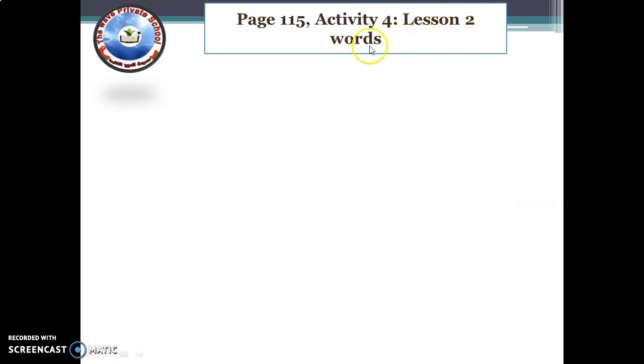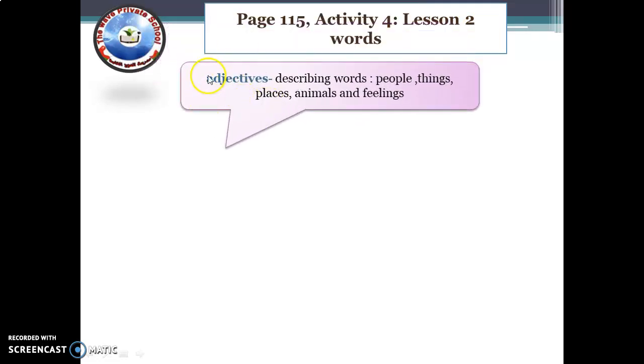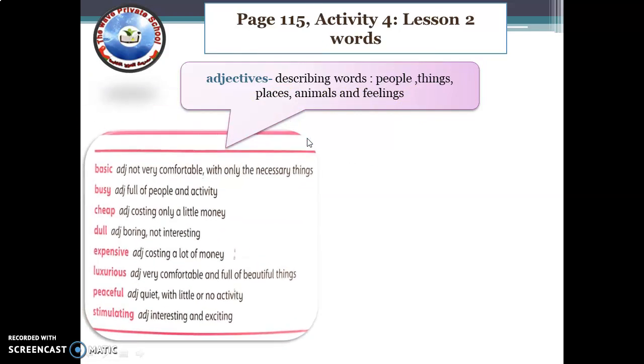Now is lesson 2, and we're going to study words which are actually adjectives. To remind you again, adjectives are describing words: what we see, what we feel, what we hear, what we taste, by the senses. We describe people, things, places, animals, and feelings as well. Now, the vocabulary words here are all adjectives. They are all describing words.